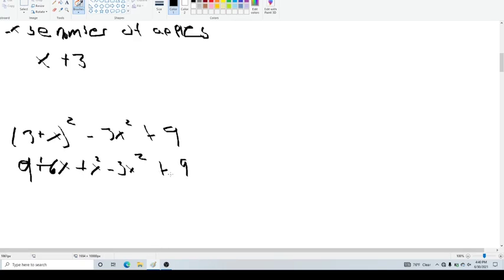All right, now we combine everything that's in common. So this x squared can get combined with this x squared here. So x squared minus 3x squared, that's minus 2x squared. We have a single 6x, and we have a 9 plus 9, which is 18.